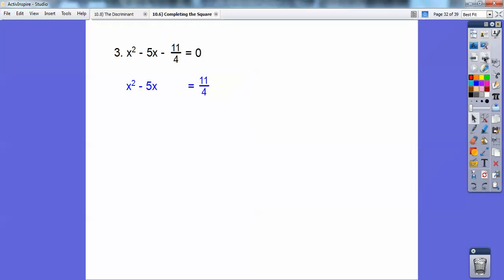Okay, so I'm going to add the 11/4 to both sides. Half of 5 is 5 halves. 5 halves squared is 25/4. 5 squared is 25. 2 squared is 4. So I'm going to add 25/4 to both sides. Okay, this sign goes in the middle, so it becomes x minus 5 halves squared, since the square root of 25 is 5 and the square root of 4 is 2. These already have common denominators, so I can add the numerators. 11 plus 25 is 36. So 36 over 4 reduces to 9, you guys.